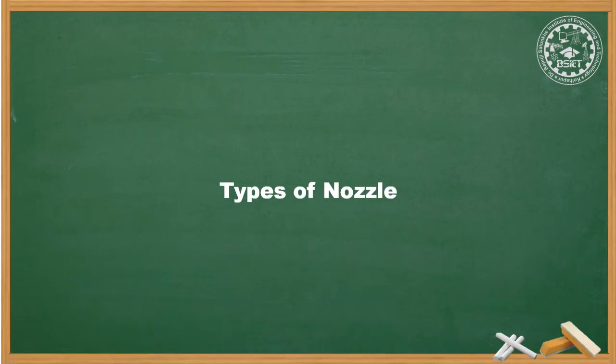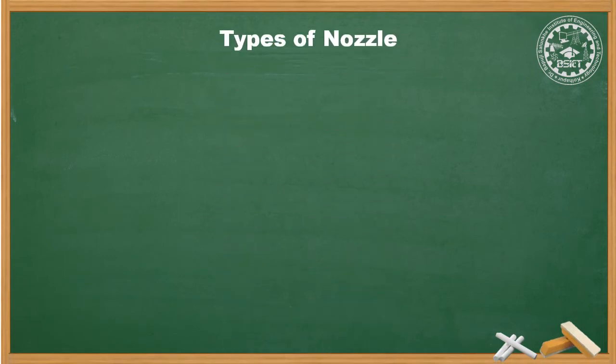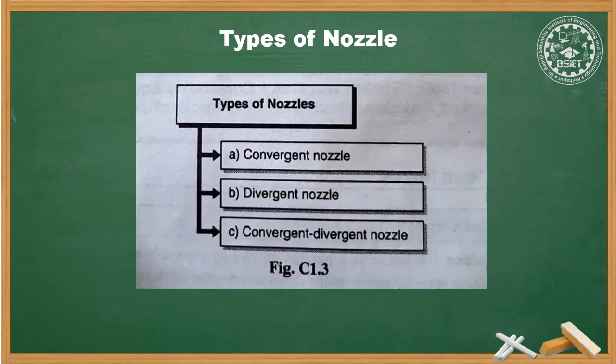The third point is types of nozzle. Basically, the nozzles are classified into three types. The first one is the convergent nozzle, second one is divergent nozzle, and third one is convergent-divergent nozzle. Each type we will be seeing in the next point.